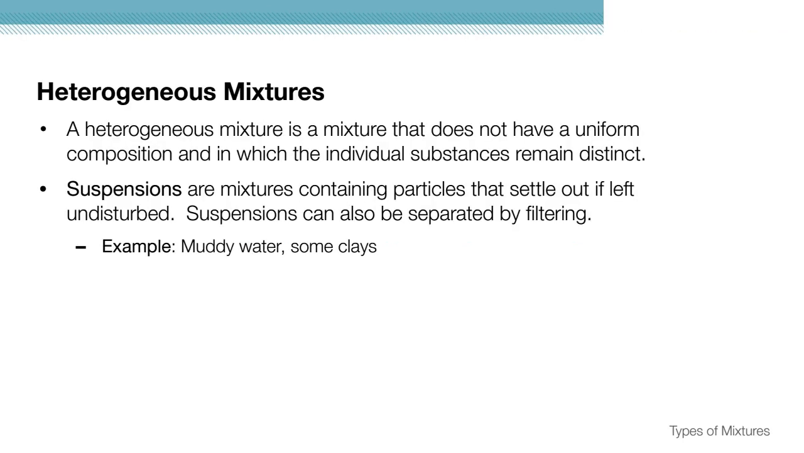So, first we have heterogeneous mixtures. This is a mixture that doesn't have a uniform composition. And what that means is it kind of just doesn't look like one, right? So you can kind of see the individual substances that are in it. Like Chex Mix is a heterogeneous mixture. It's a mixture, it's one thing. We call it Chex Mix, right? But you can obviously tell what each individual part is. So, that's a heterogeneous mixture.